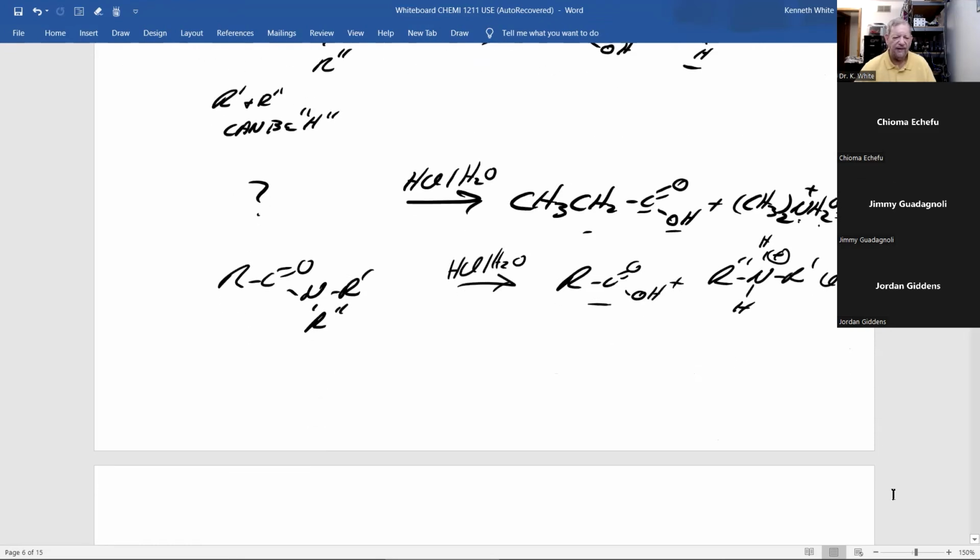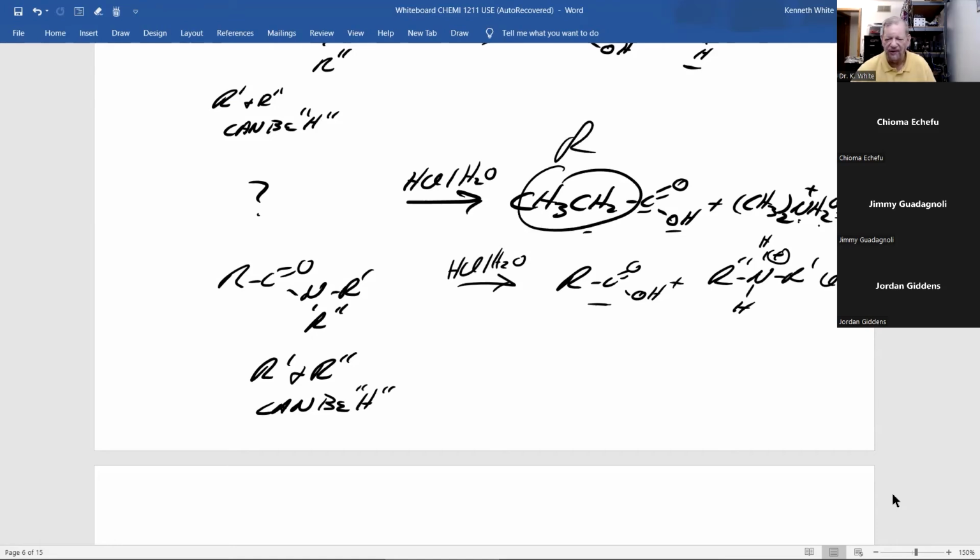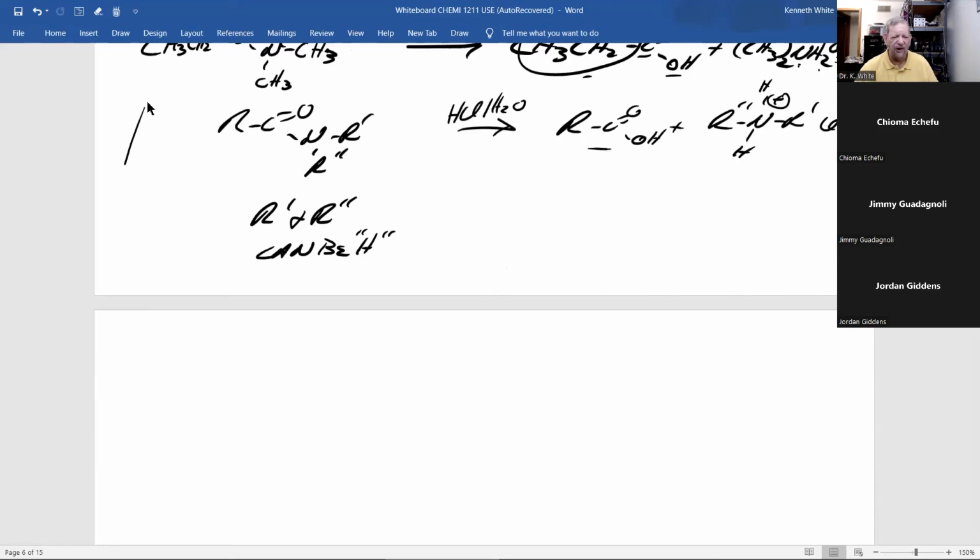Remember, our prime and our double prime can be hydrogen, but in this case, they're not. So I can say this is my R group. These two methyls are R and R prime. And therefore, what's my amide? Well, let me get rid of my question mark and draw the answer. R, two carbons. Carbonyl, nitrogen, and what's on the nitrogen? Our prime and our double prime, methyl, and I'm running out of room here. You could also write it this way.